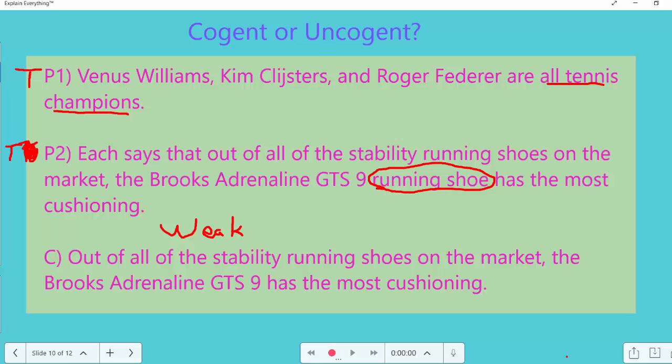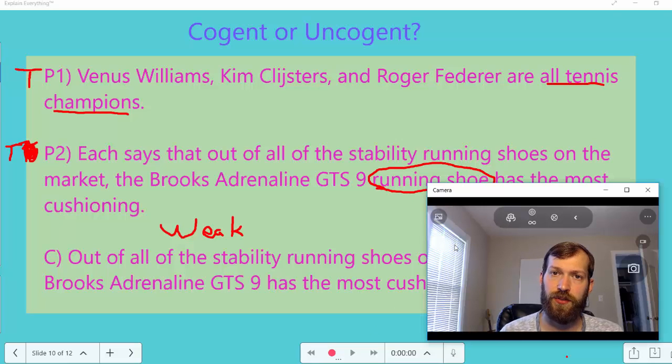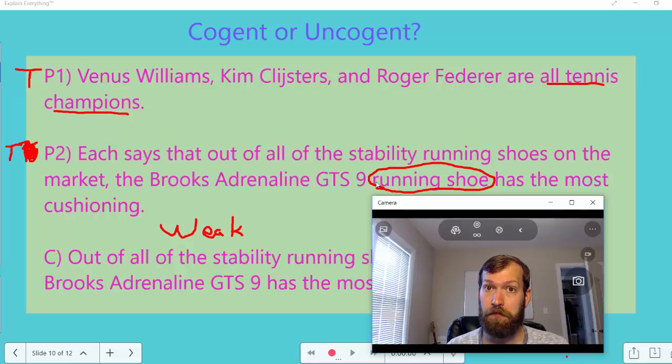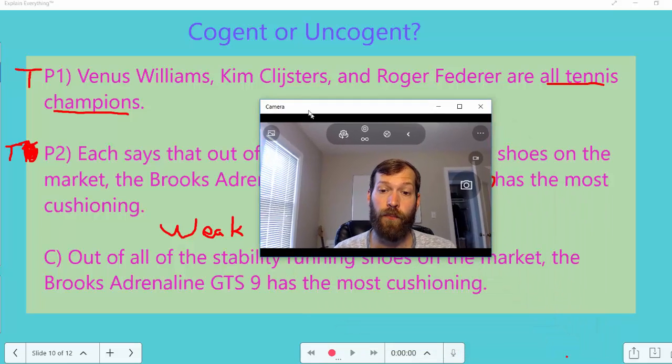Surely our tennis champions are experts on most things with respect to tennis, right? And if we're trying to evaluate whether a claim is true, then we would defer to their expertise in tennis. But they're not Usain Bolt, so I don't care what they have to say about running shoes. They're not the right kind of expert. So this is an appeal to unqualified authority. They're not the right experts. Running shoes are not the kinds of things we should be trusting them about.